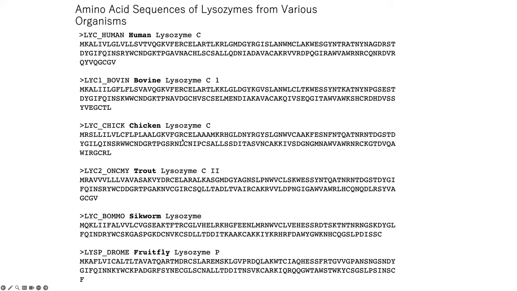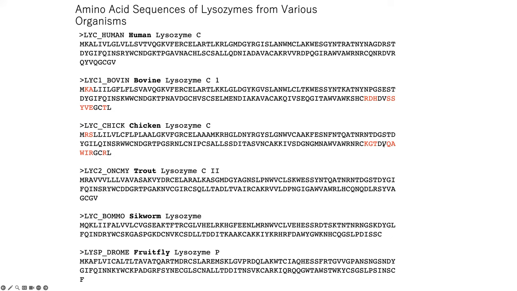Okay, let's consider the sequence between the bovine and the chicken lysozymes. The bovine and the chicken lysozymes have the same length, but the amino acid residues are changed. For example, here the K and A, so it is a lysine and alanine, is substituted with the R and S. R indicates the arginine and S is a serine. So these two residues are substituted here. Likewise, this part RDH is substituted with the KGT, and this SS is substituted with QA.